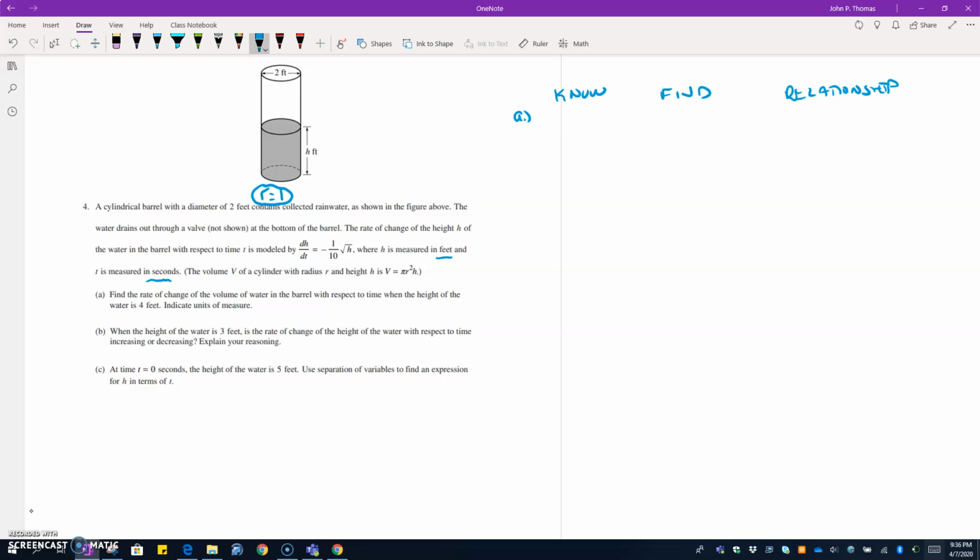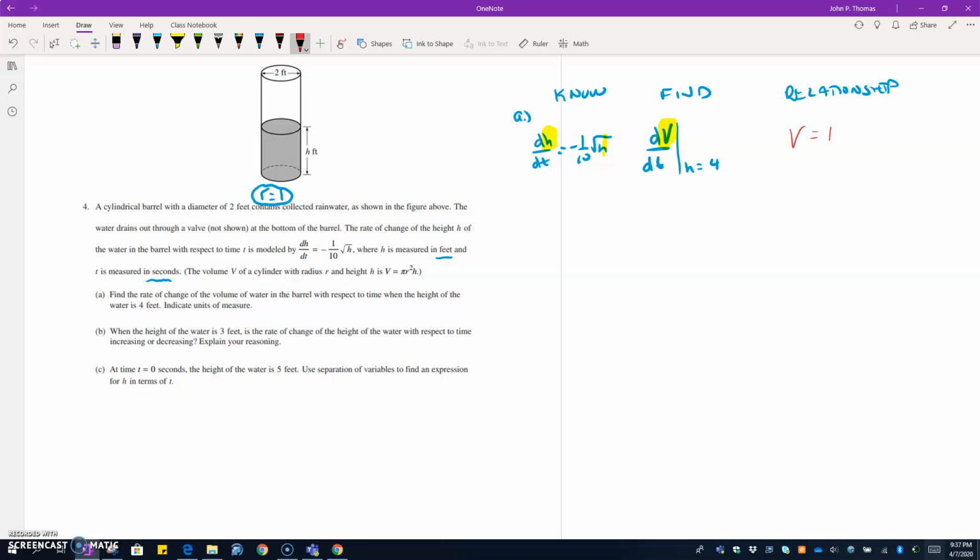One thing I know is dh/dt is negative 1/10 root h. I want to find the change in volume, so dV/dt, and I want to find that specifically when h equals 4. Now I want to find a relationship. So I go back and look at the two variables in play, and the two variables here are the h in the known, and the V in the find. Those are related by our volume formula.